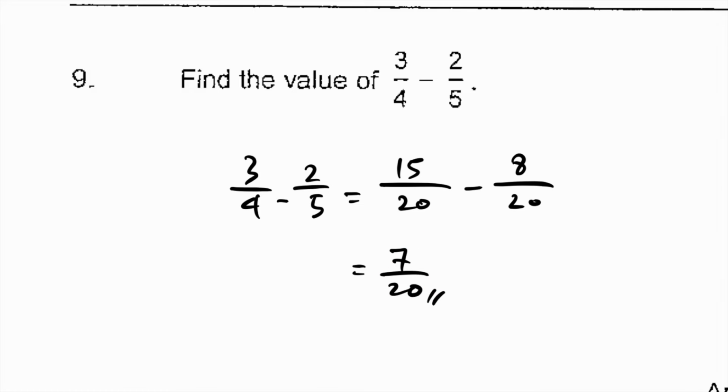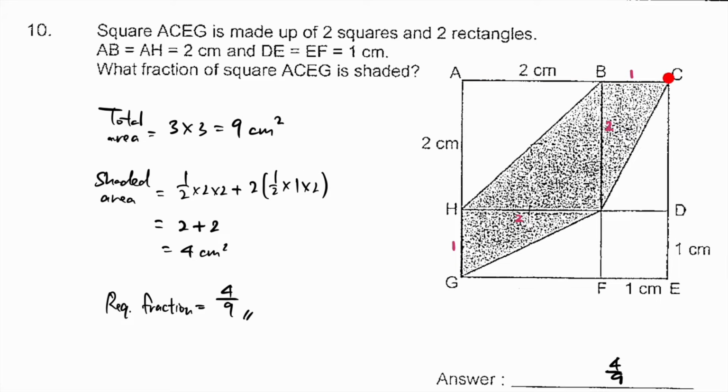That's the answer. So ACEG is the entire figure here, which is a square. Now, if this is 2 right here, this is also a 2. That tells me this is a 3 cm by 3 cm square. Next, what fraction of the square is shaded? Okay, so the first thing I know is that it's a 3 by 3 square, so 3 times 3, the total area is 9. What is the shaded area?